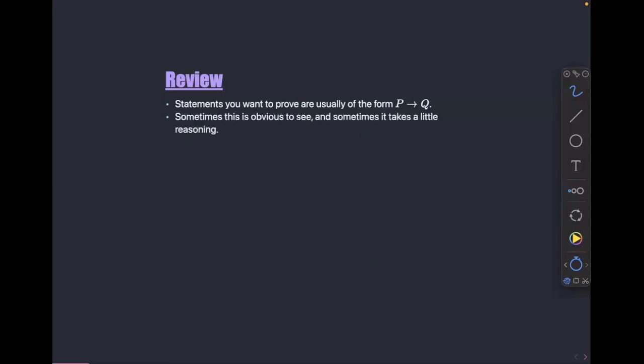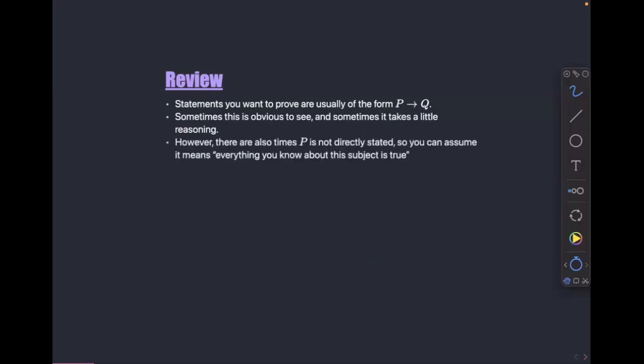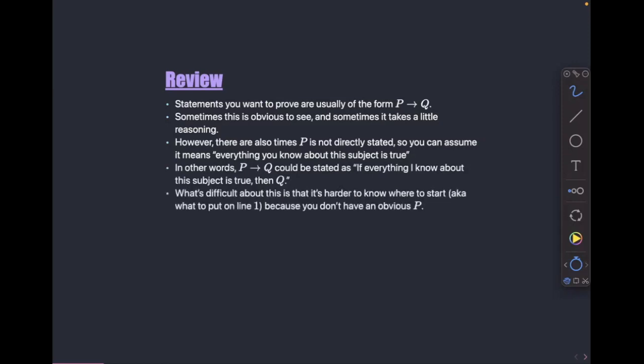And sometimes it's obvious to see, but sometimes it's a little harder for us to find that P in that statement. And sometimes, P is just not stated at all. So you might just need to make your P basically, given everything I know about this subject, if everything I know about the subject is true, then Q. And sometimes that makes it a little more complicated in your proof as well, because then it's harder to know where to start, like what you're going to actually put on line 1 of your proof, because you don't have an obvious P.